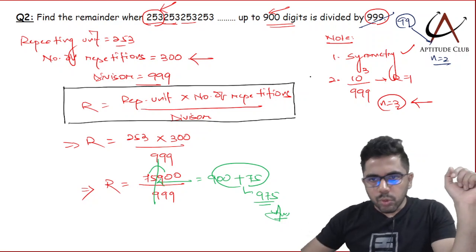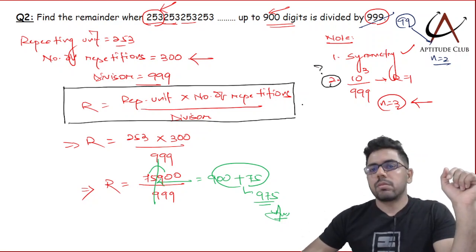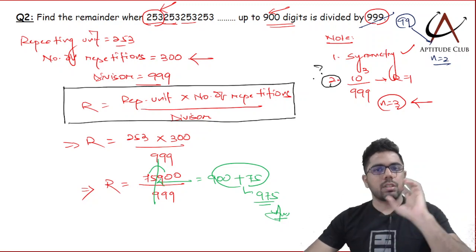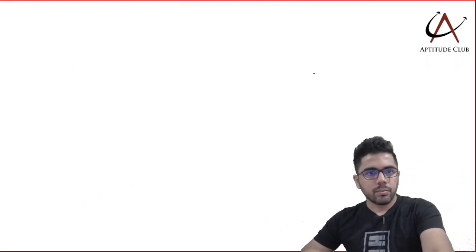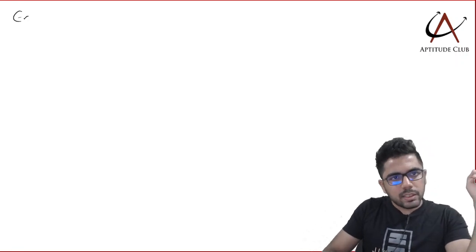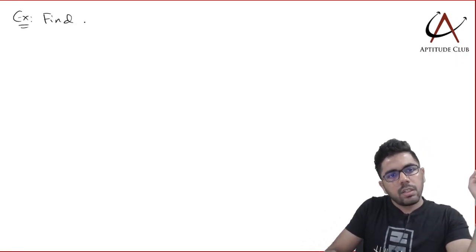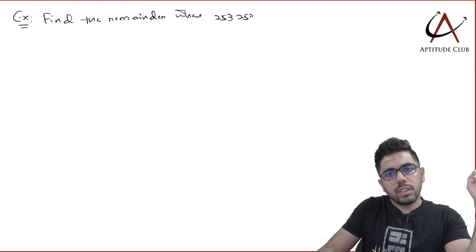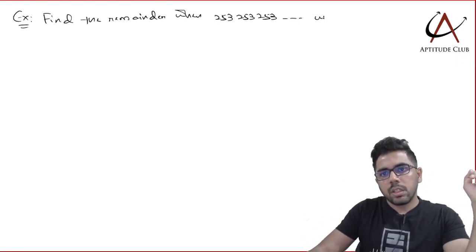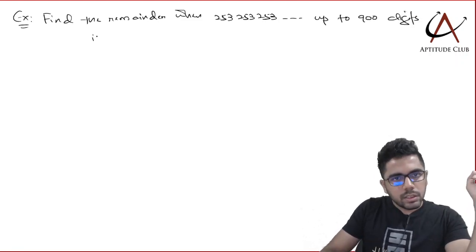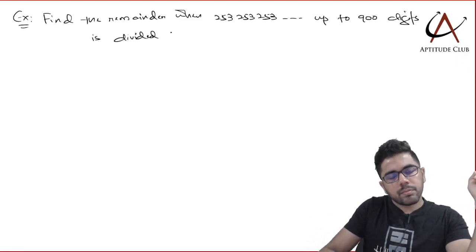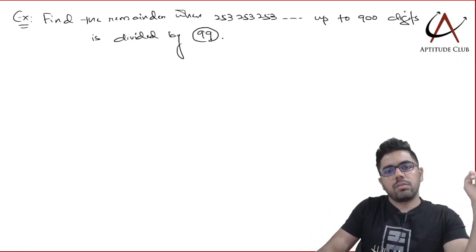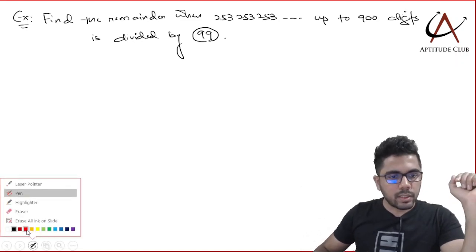Now, most of you would be having little concerns about this. So let us take a question to understand how the condition of the shortcut works. For an example, I'll take this same question only, but I'll change the divisor. Find the remainder when 253, 253, 253 up to 900 digits, everything is same, 900 digits is divided by, I'll take it as 99 now. I'll not take 999, I'll take 99.